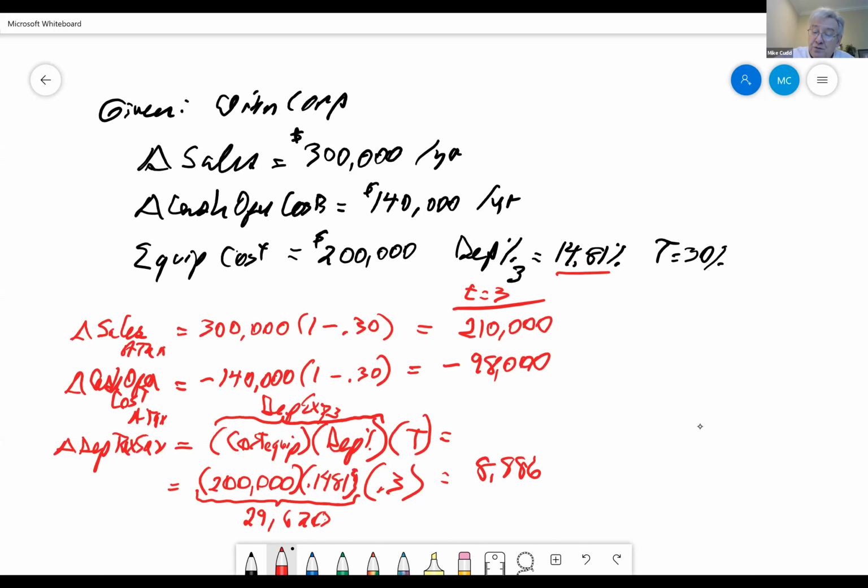And that's a positive figure because it's a tax savings. If we net these out, I'm getting 120,886. This is a lot like one of the problems you'd be given on the exam.